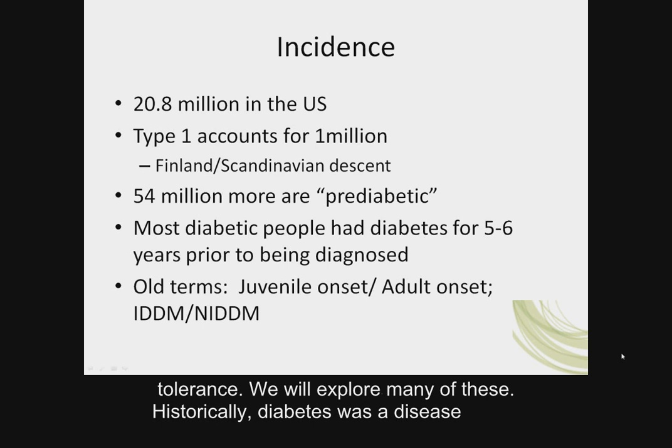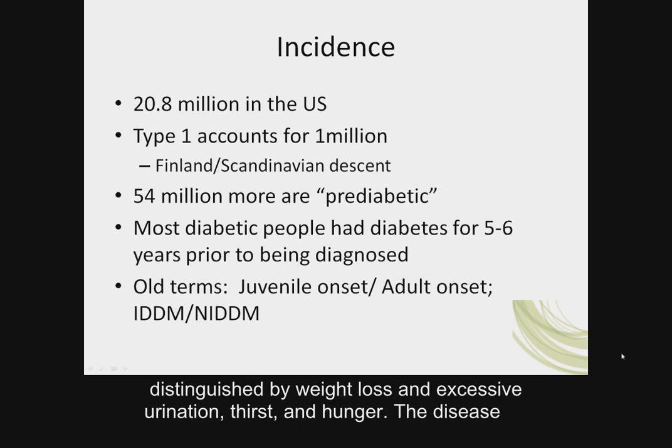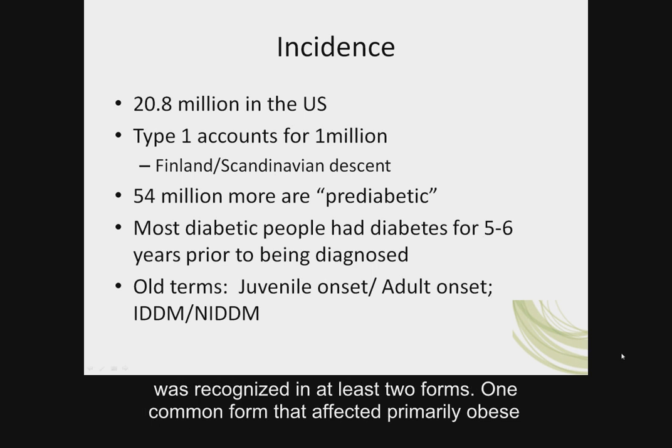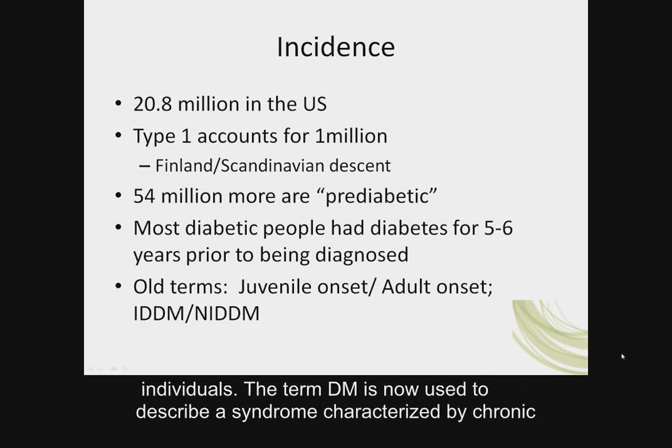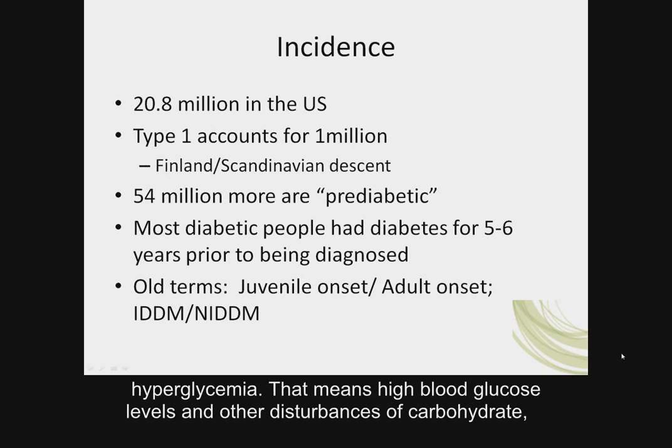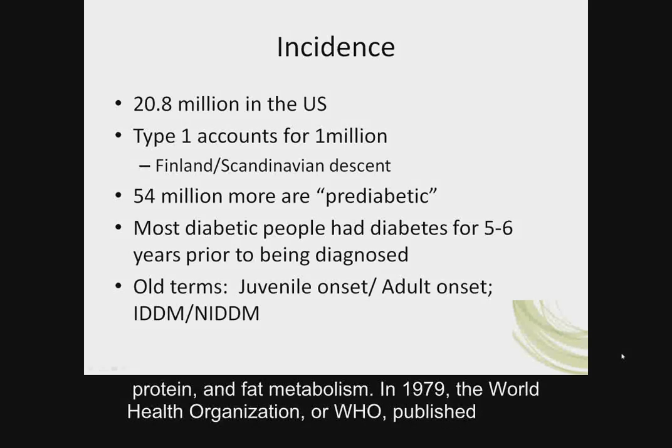Historically, diabetes was a disease distinguished by weight loss and excessive urination, thirst, and hunger. The disease was recognized in at least two forms, one common form that affected primarily obese individuals, and another less common form found primarily among younger, thin individuals. The term DM is now used to describe a syndrome characterized by chronic hyperglycemia. That means high blood glucose levels and other disturbances of carbohydrate, protein, and fat metabolism.